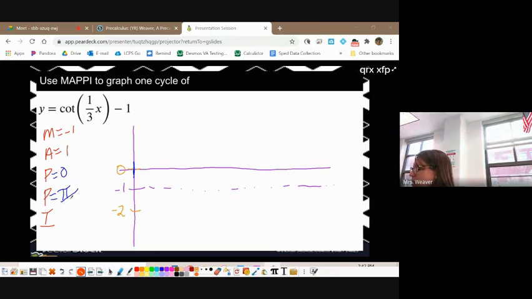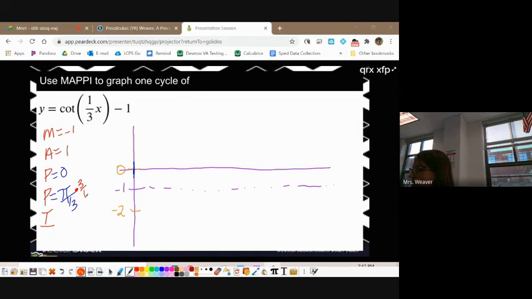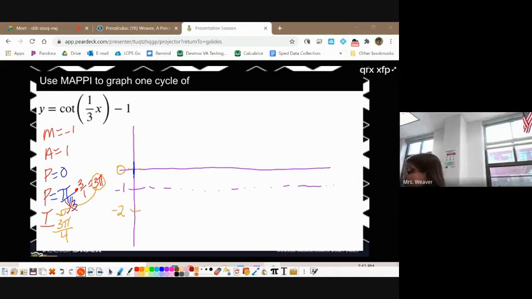divided by our b value of 1/3. Dividing by 1/3 is the same as multiplying by 3/1. So that's going to be 3 pi. What do I do with the period when I find it? I bring it down and divide it into 4 equal parts to get my interval. So 3 pi divided by 4 is what we're counting by. So we're starting at 0, counting by 3 pi over 4. So I'm going to do 1, 2, 3, 4 equally spaced points.